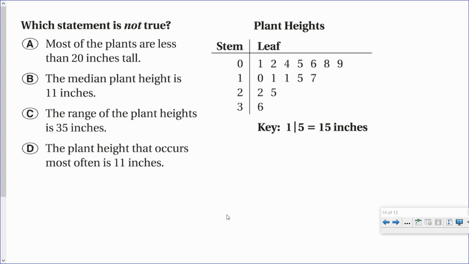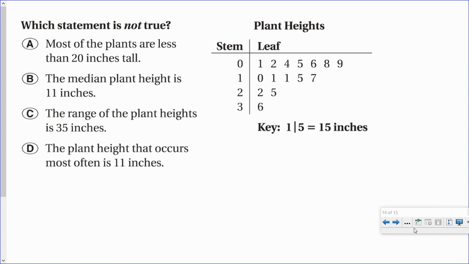Here's one other question that we're going to look at with interpreting data from a stem and leaf plot. Here we have a stem and leaf plot that shows plant heights, and the plant heights range all the way from 1 inch being the smallest, all the way to 36 being the tallest. And we are being asked which of these statements is not true. So A says most of the plants are less than 20 inches tall.